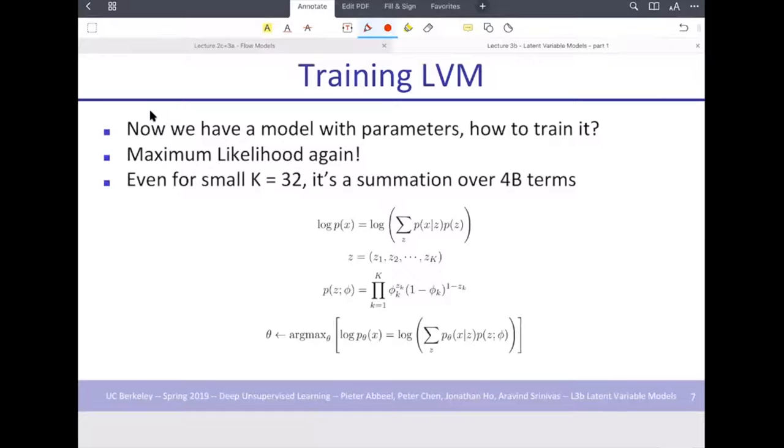So now that we have a model with the parameters, how do we train the latent variable model? We use maximum likelihood, log P of X. The key point to take note of is that it's a sum over all possible values of Z. Say we have k equals 32, so it's a bit string of length 32. So it's 2 to the power of 32 possible bit strings, which means a sum of over 4 billion terms. This is computationally intractable, so it's a problem to calculate this part, and we need to do something to mitigate that.